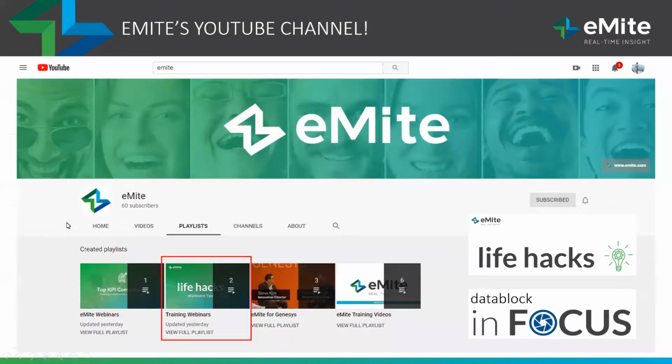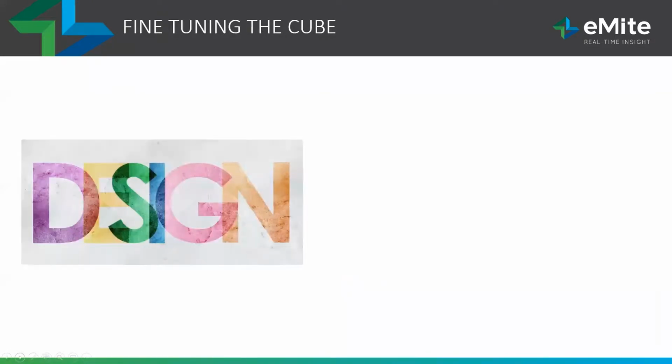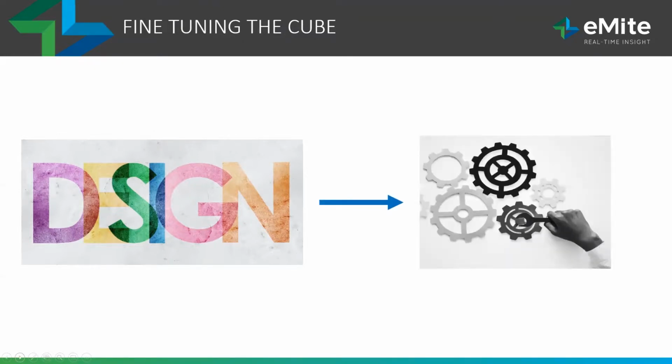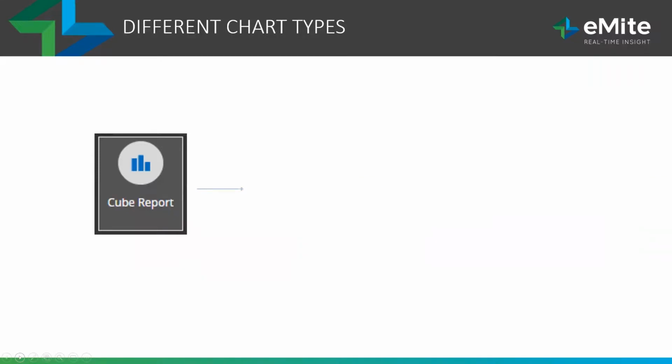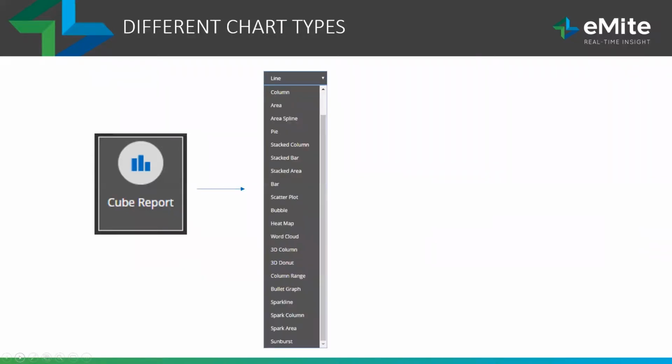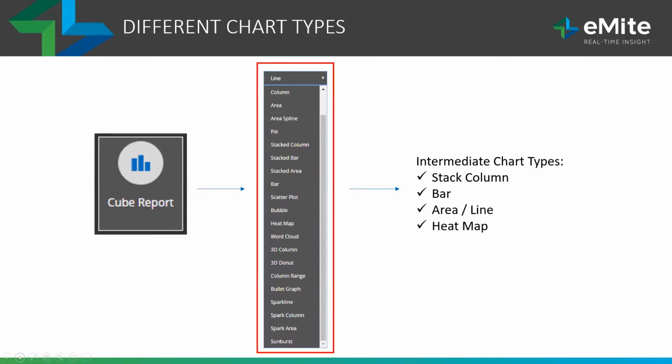So in the next half hour or so, this is what we would discuss. Yesterday we discussed basic settings and how to design a cube report. For today, we would focus on how to fine-tune your cube reports and some additional design settings that you would find within the cube, as well as additional chart types. Yesterday we had the simple ones, but today we will focus on more advanced chart types.